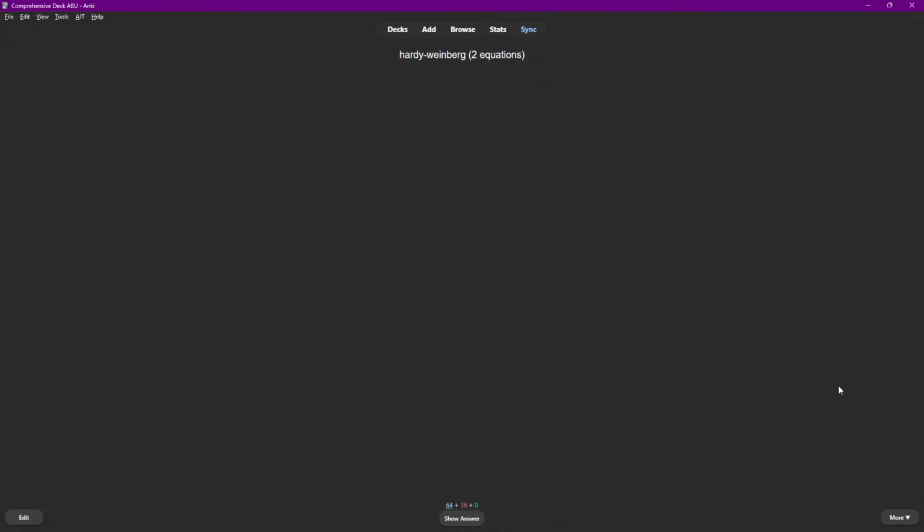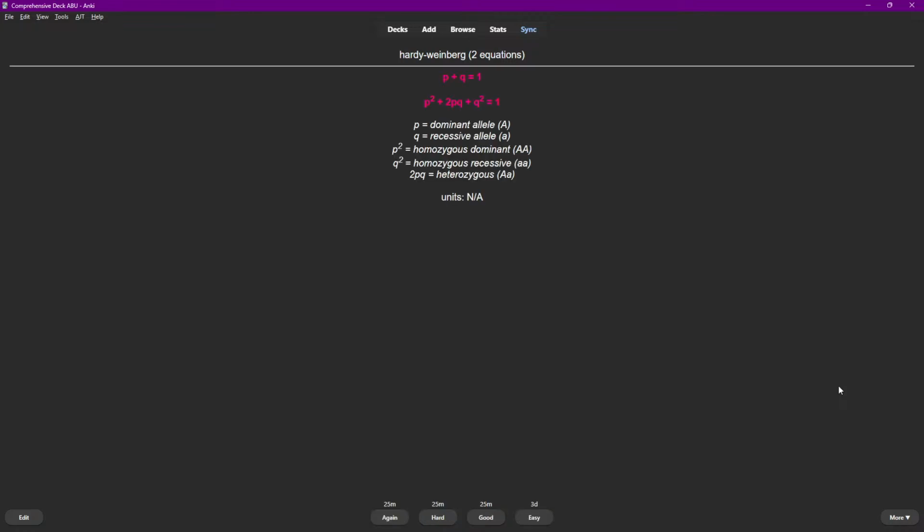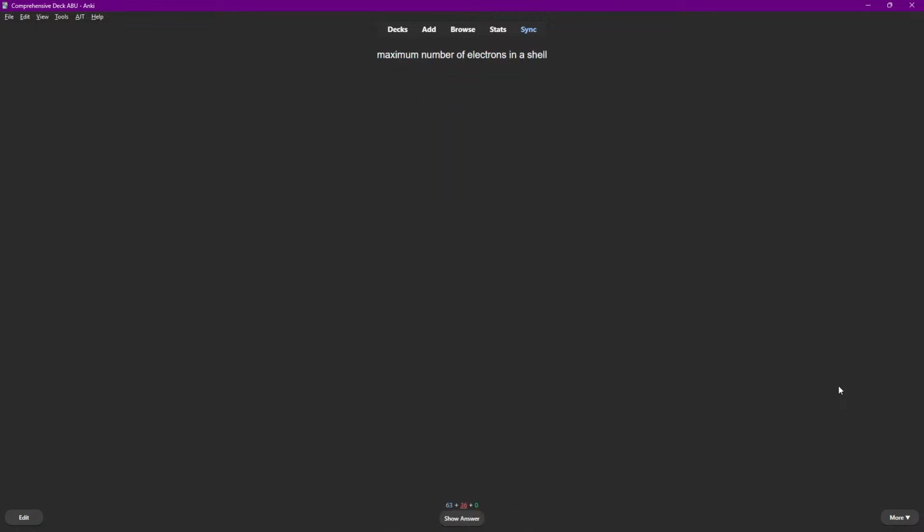Hardy-Weinberg. Hardy-Weinberg is the equations for genetic populations, where p plus q is equal to 1, or p squared plus 2pq plus q squared. Maximum number of electrons in a shell. 2n squared.